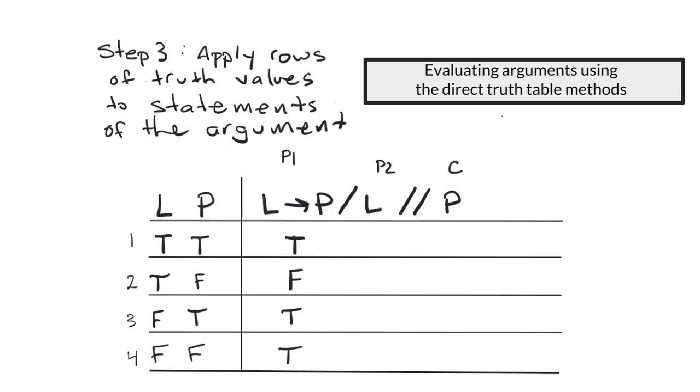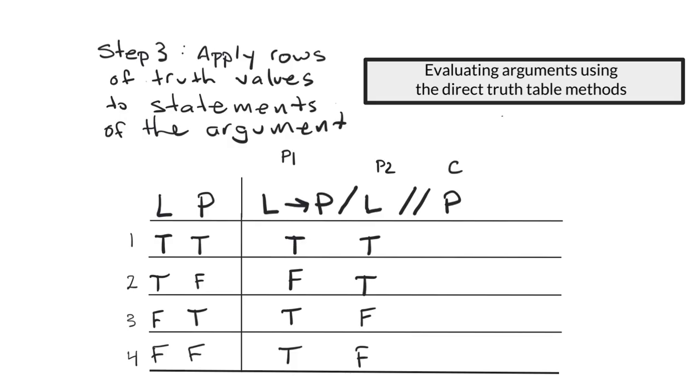Let's move to premise 2, which is simply the atomic statement L. So determining the truth value of L here is just according to the truth value over here of our atomic statement. So we just follow along. So in row 1, L is true, so we put it under L. Row 2, L is true, so we put that under premise 2, which is L. And then row 3 and 4, L is false. So we just apply that under premise 2.